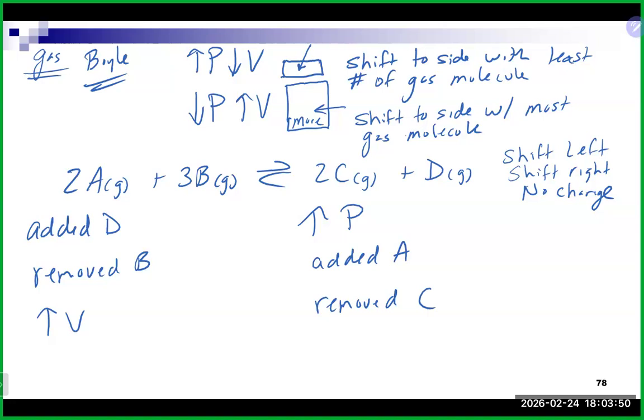Okay, so let's take a look. On the first one here, we're going to add more D. D is on the product side here. And again, when we add, it's going to shift away from the side we added it to. So we add it to the right-hand side. That is going to cause the equilibrium to shift to the left. Once again, what's really happening here is we are now increasing the products. That's going to increase the reverse reaction and cause it to shift, in this case, obviously to the left.